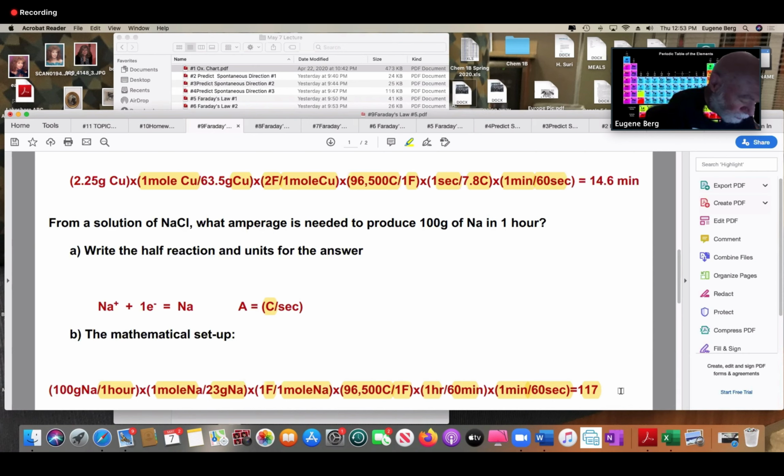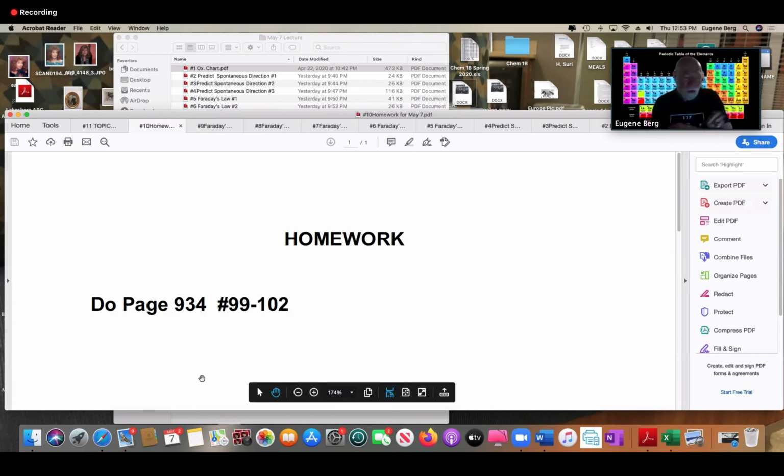So I start off with 100. And let's see, that is going to be divided by 23. And that's going to be multiplied by Faraday's constant. And that gets divided by 60 twice. And I got an answer of 116.5, which rounded off to 117 coulombs per second. Okay, now pronounce you experts on coulombs, on Faraday's problems. So here's some homework problems from the book so you can practice these.